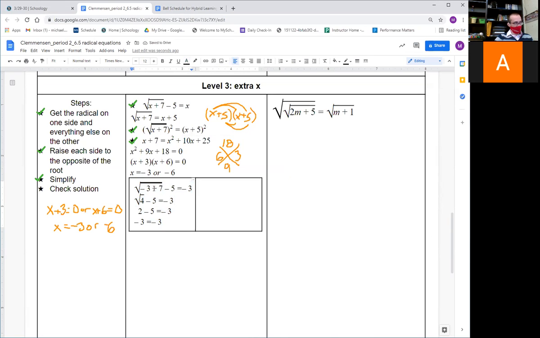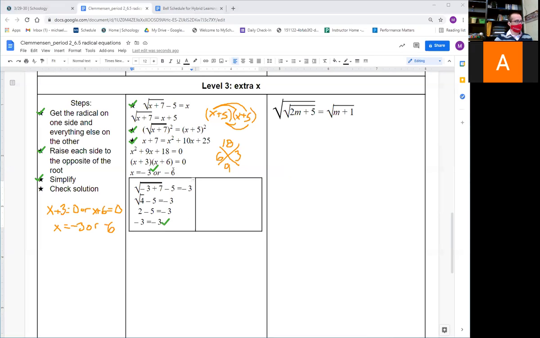First thing I do is I plug in my -3. -3 plus 7 gives me 4. Square root of 4 is 2. 2 minus 5 is -3. Since those two match right there, this first one is a solution.